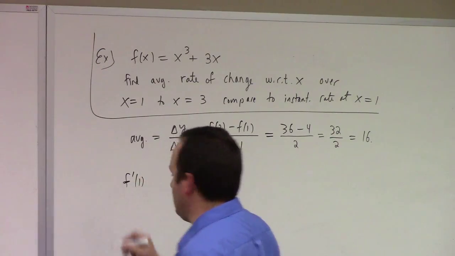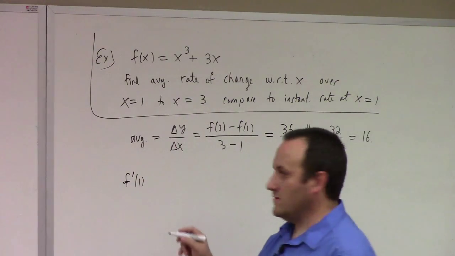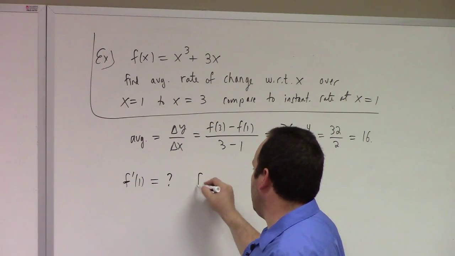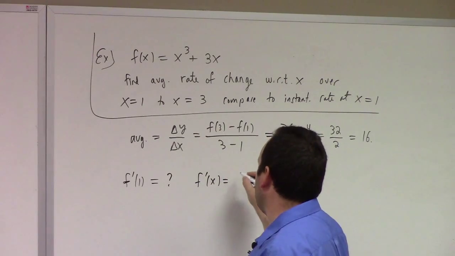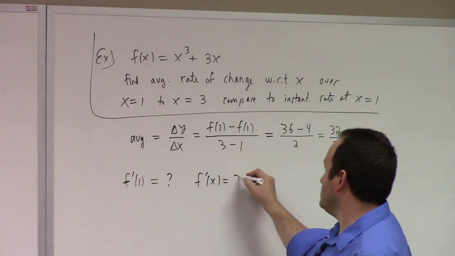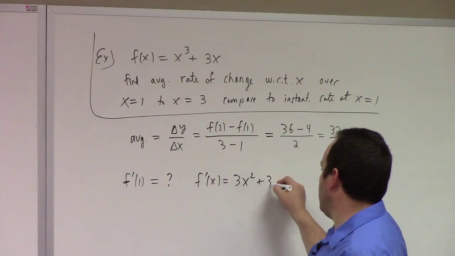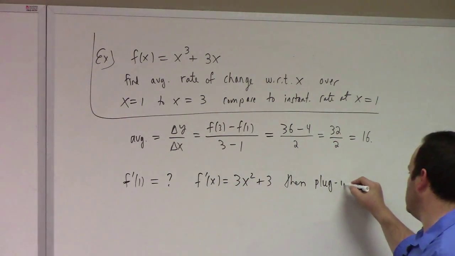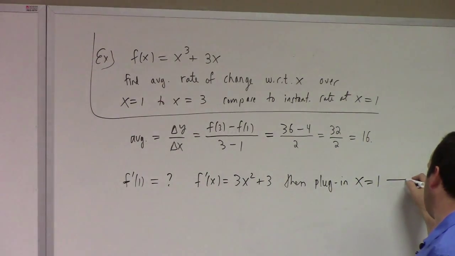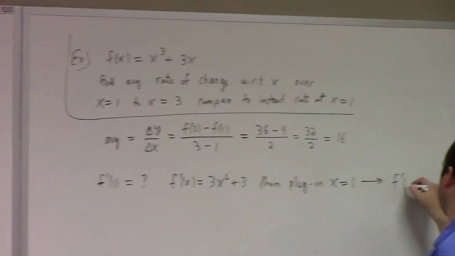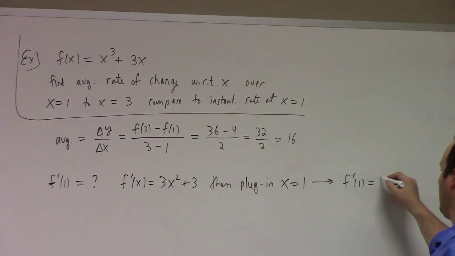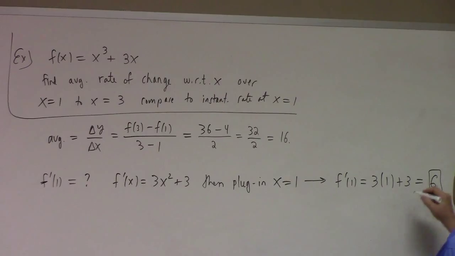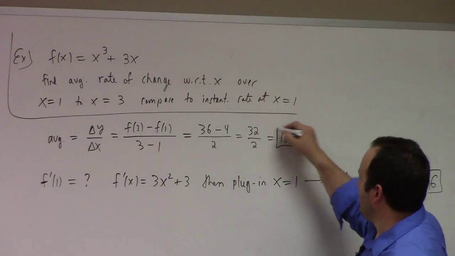F prime of 1 is the instantaneous rate of change, right, at 1. And there you just say, so what is f prime? F prime of 1 equals what? Well, I'd calculate f prime of x, which is 3x squared plus 3, then plug in x equals 1. That gives 3 times 1 plus 3, so the instantaneous rate of change there is 6, whereas the average rate of change happened to be 16.